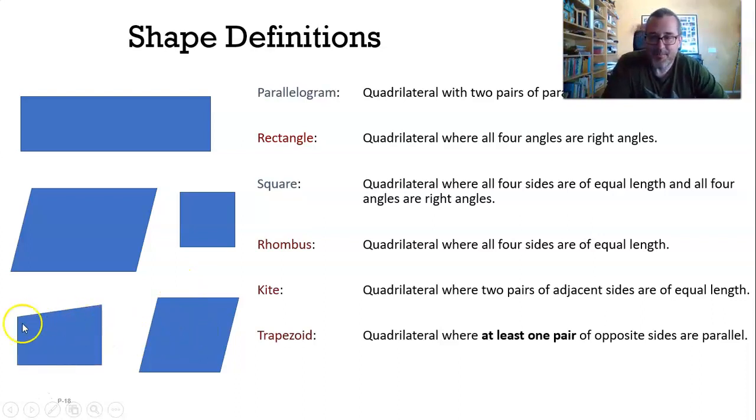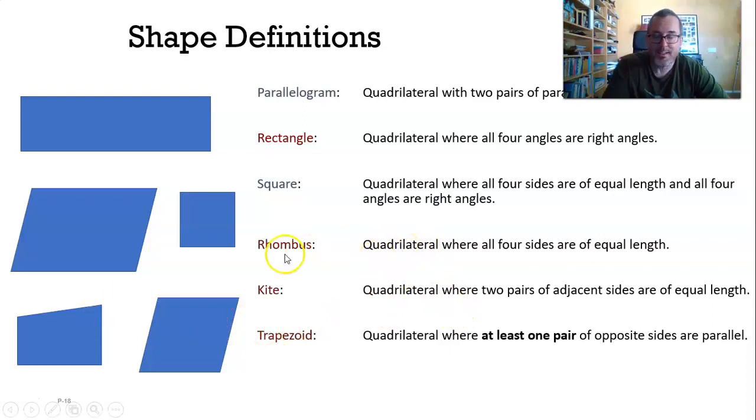How about this? Notice this is a quadrilateral, four sides. So it's a quadrilateral. But is it a parallelogram? To be a parallelogram, you have to have two pairs of parallel sides. This thing only has one pair of parallel sides, not two. So it's not a parallelogram. Is it a rectangle? No. We don't have four right angles. Is it a square? No, we don't have four right angles.